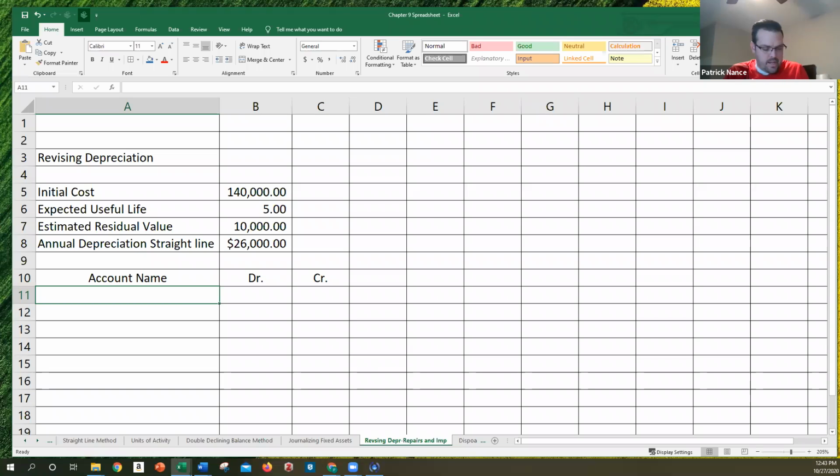Okay, now we're going to look at revising depreciation and then repairs and improvements for fixed assets. So we'll use the book example. Let's say we had a piece of equipment that we paid $140,000 for, that our initial cost was, which could include more than just the purchase price, as we know. The expected useful life was 5 years, estimated residual value was $10,000, and the annual depreciation was $26,000.